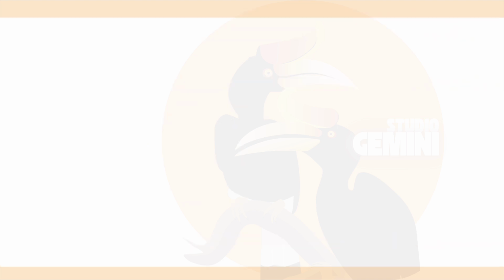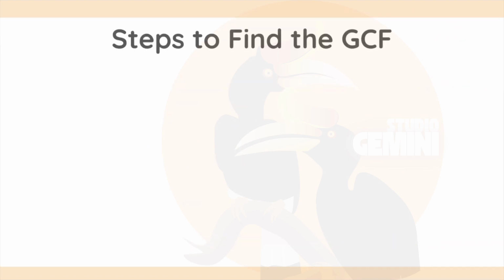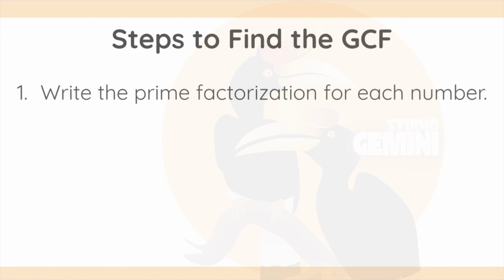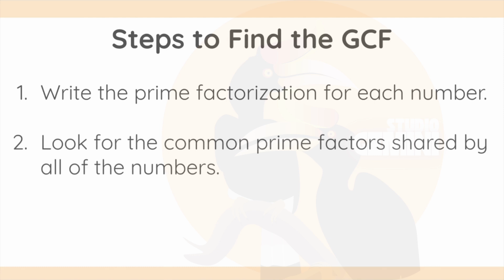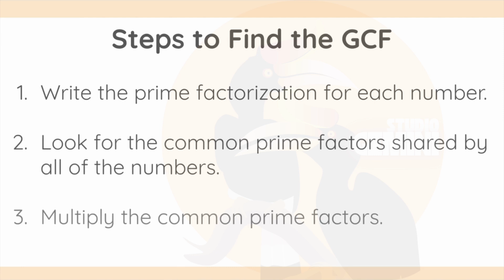Now, let's recap. To find the greatest common factor of 2 or more numbers, you can use prime factorization. First, write the prime factorization of each number. Then, look for the common prime factors shared by all of the numbers. Next, multiply the common prime factors shared by all of the numbers. This is your greatest common factor. Remember, if there are no common prime factors, then the greatest common factor is 1 because 1 is a factor of all numbers. I hope this helps you when you're finding the greatest common factor.